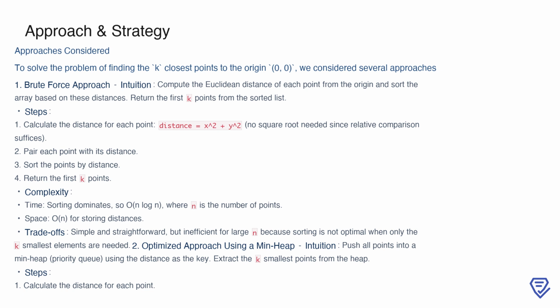After calculating the distance for each point, we pair each point with its distance, sort the entire array, and pick the top k. However, this approach has some downsides. While it's straightforward, sorting the entire list of points takes n log n time, which becomes inefficient for large datasets. Additionally, it requires n extra space to store the distances, making it less optimal when only the k smallest elements are needed. This is why we explored alternatives to improve both performance and memory usage.